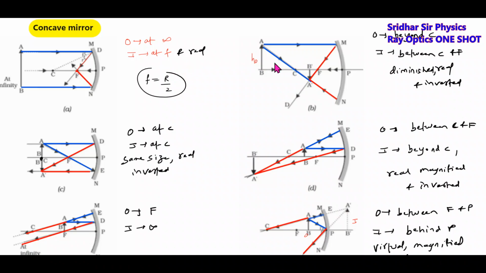Similarly, next one, if the object is beyond C, the image will be between C and F. Here I'll send one ray parallel to the optic axis. After reflection, it will pass through the focus. A ray passing through the center of curvature will go undeviated, or will retrace its path. Both rays will intersect here, and we get the image. For an object beyond C, the image will be between C and F, diminished, real and inverted.